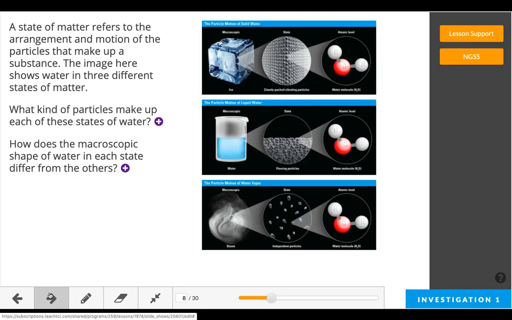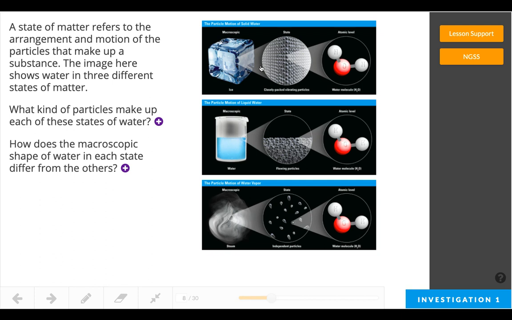A state of matter refers to the arrangement and motion of the particles that make up a substance. The image here shows water in 3 different states of matter. In the top diagram, we have water in the solid state. We call that ice. In the middle picture, we have water in the liquid state. We call that water. And then in the bottom picture, we have water in a gaseous state. We call that steam or vapor.